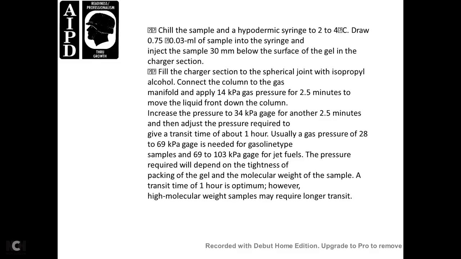Connect the column to the gas manifold. Apply 14 kPa gas pressure for 2.5 minutes. Move the liquid from the front down and increase the pressure to 34 kPa gauge for another 2.5 minutes. Then adjust the pressure as required to transfer the sample: 28 to 69 kPa gauge is needed for gasoline type samples, and 69 to 103 kPa gauge for jet fuels. The pressure required depends on the tightness of the packing of the gel and the molecular weight of the sample. A transfer time of 1 hour is optimum. However, high molecular weight samples may require longer in transit.